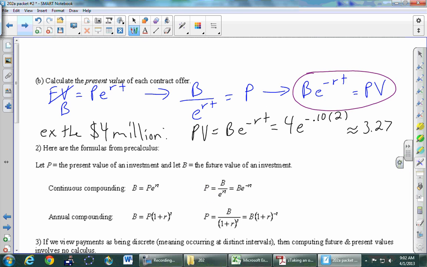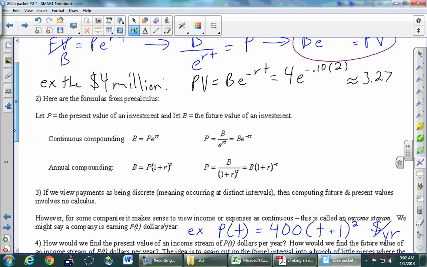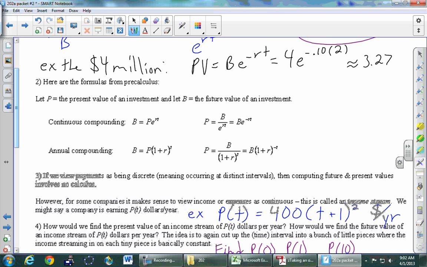All right, let's move on to number 2. We see some formulas from pre-calculus. So we've already seen the PERT formula. Now we see the BE to the negative RT. It's just solving for the other letter. Most of the examples we'll do will involve continuous compounding, but you might remember from the pre-calculus class there were annual compounding formulas, P times 1 plus R to the T. And then you can again solve that one for P, and that gives you this formula.